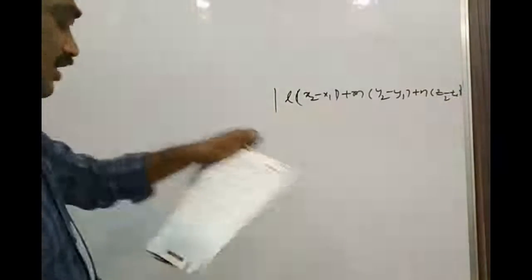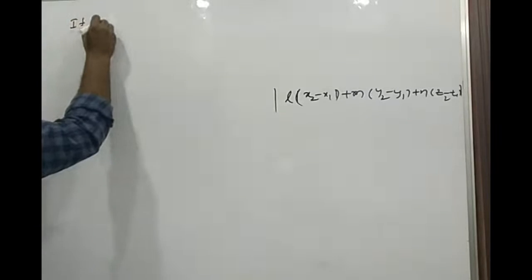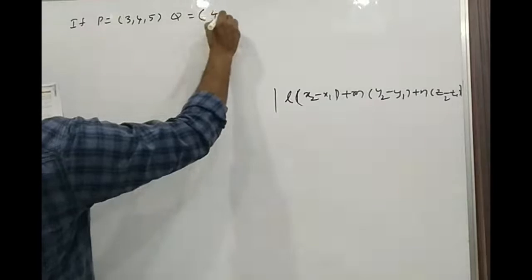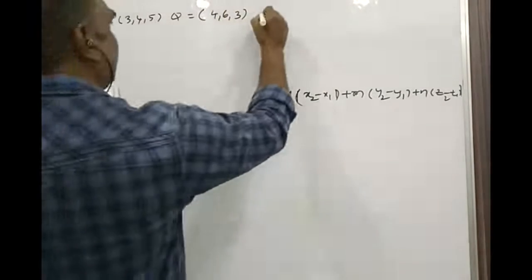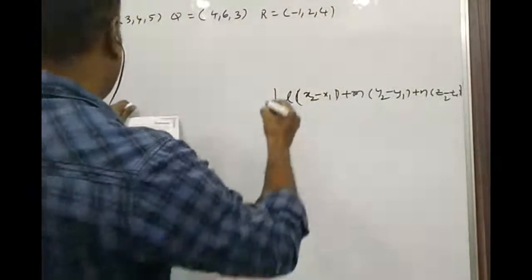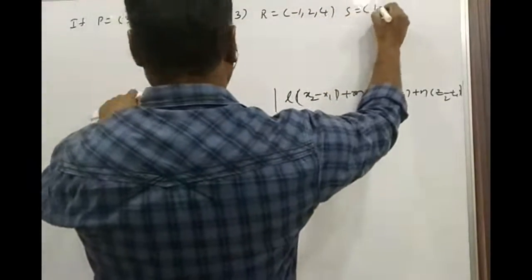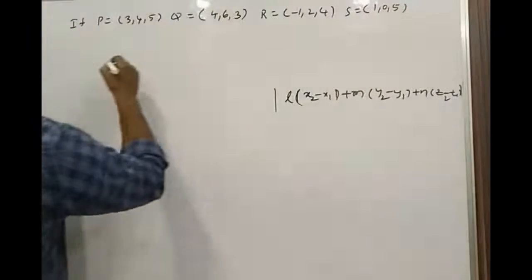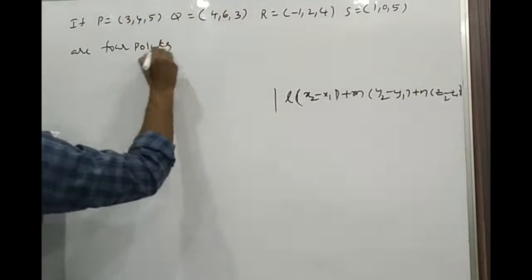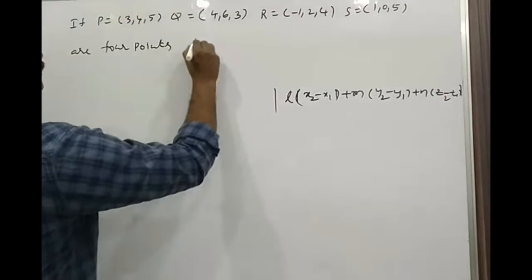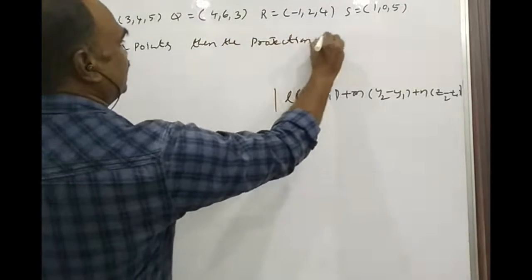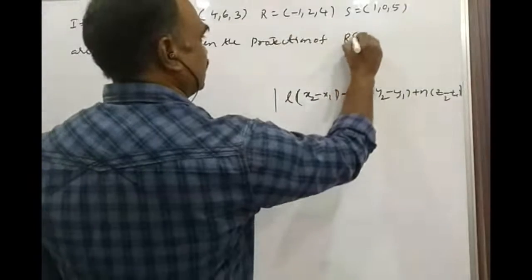Questions? Next problem. If p is equal to 3, 4, 5, next q is equal to 4, 6, 3, next r is equal to minus 1, 2, 4, and s is equal to 1, 0, 5 are 4 points. Then the projection of RS on PQ.